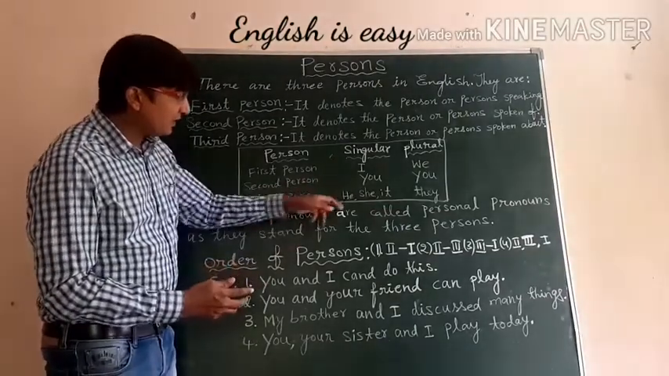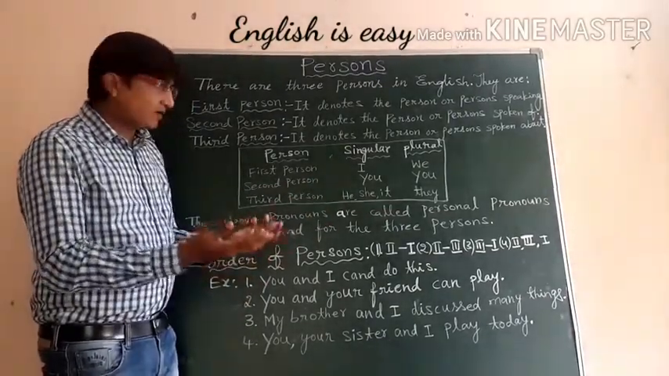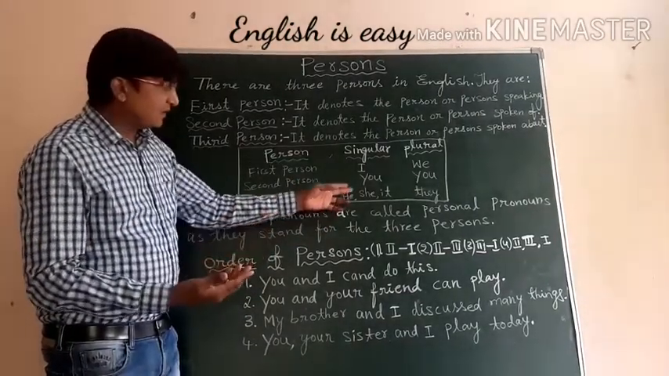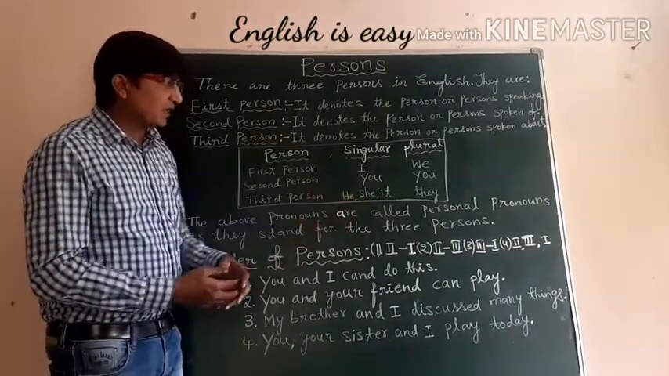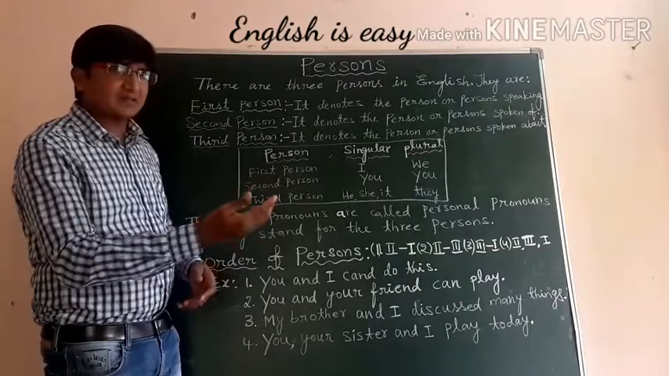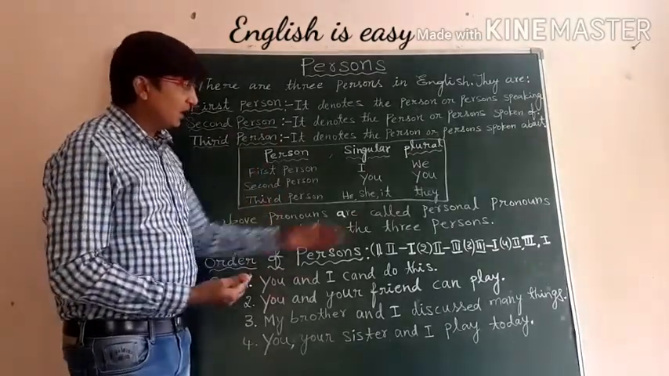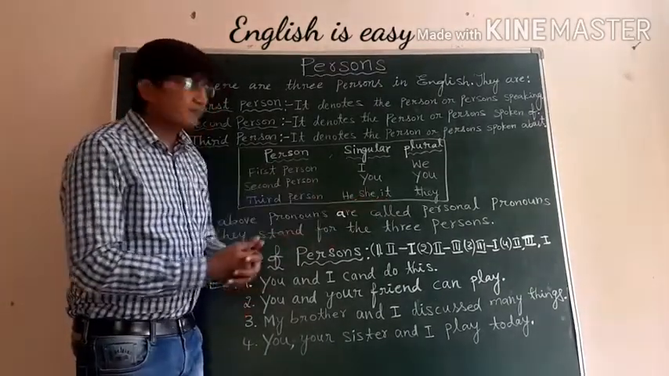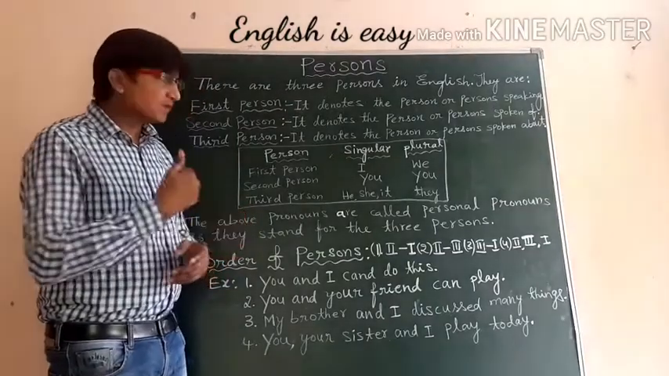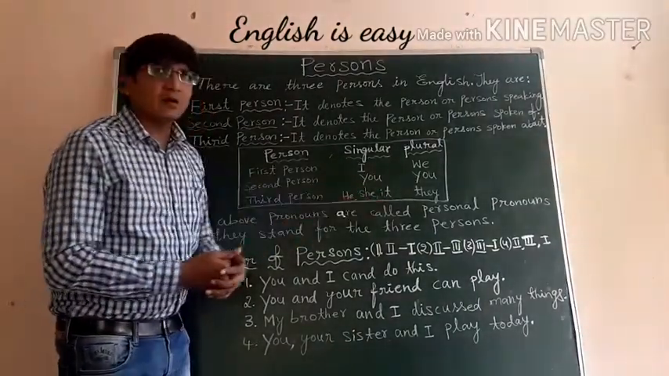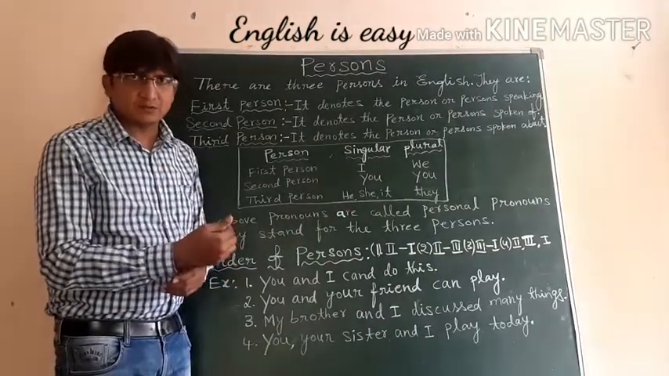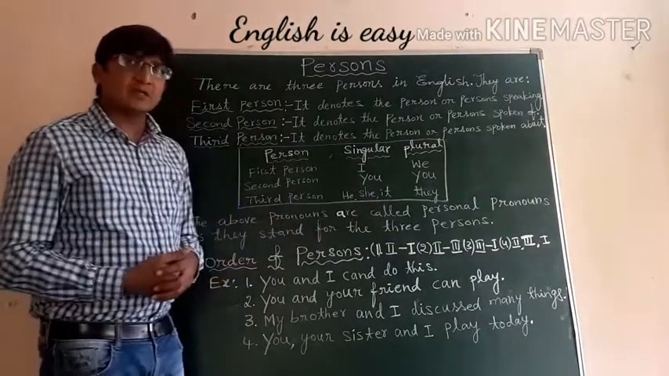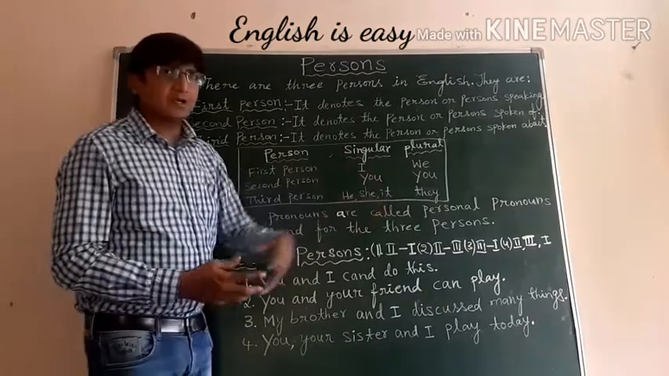And in the place of he, we can take any masculine name, suppose Ravi or Ramesh. We can take any name. She means in that place we can take any girl's name, a feminine gender. It is used for persons and also for other things. That's why it is sometimes called an impersonal pronoun, because we use it for things. And then the plural is they.